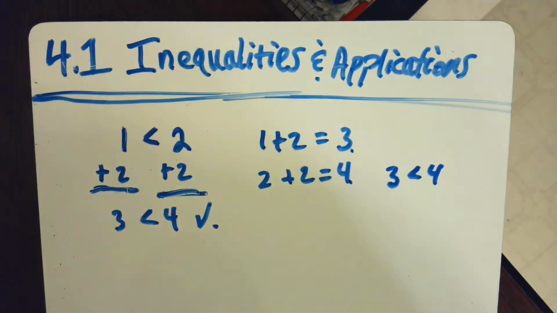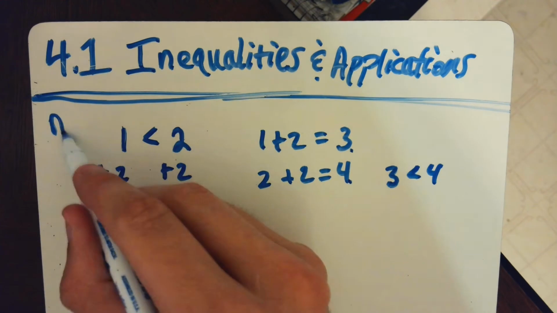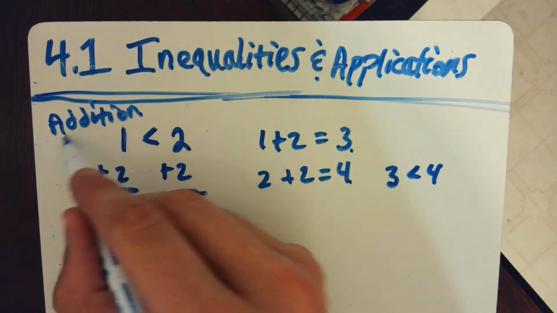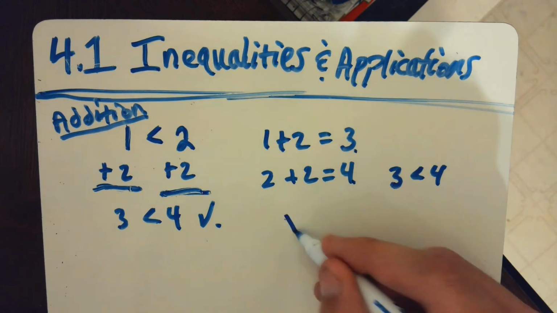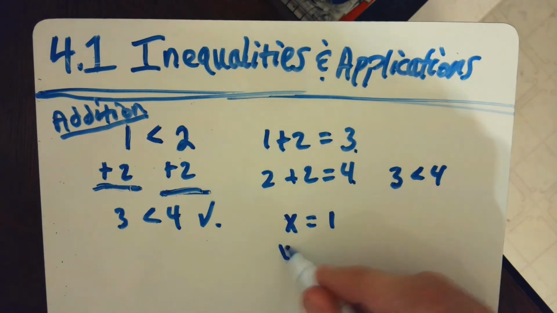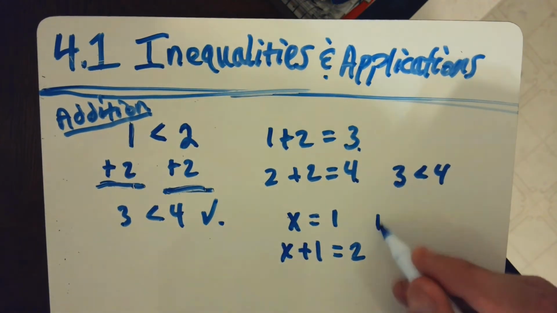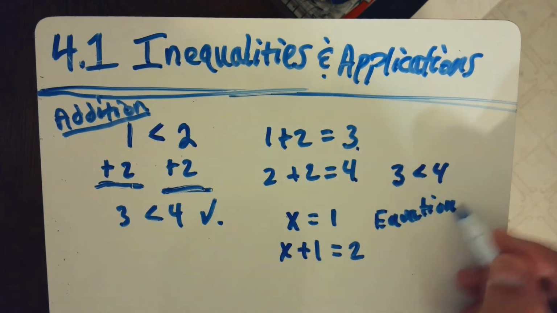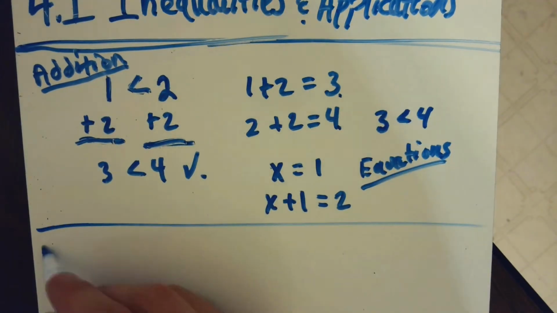So this is really the addition principle. It says that you can add or subtract the same quantity to both sides of an inequality. That's the addition principle. It's the same idea as the addition principle for equations. So just like if you had x equals 1, then that would mean x plus 1 would be 2. This would be the addition principle for equations, but we're talking about it for inequalities like this.